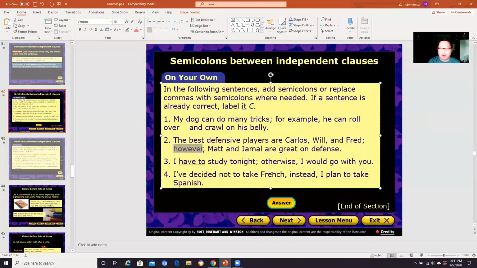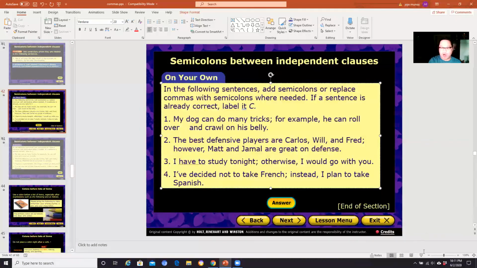Let's try number 4. I've decided not to take French. Instead, I plan to take Spanish. So the first sentence ends where? After the word French. So instead of using a comma, we use a semicolon. Instead, comma, I plan to take Spanish. Okay, I hope the usage of semicolons is quite clear.